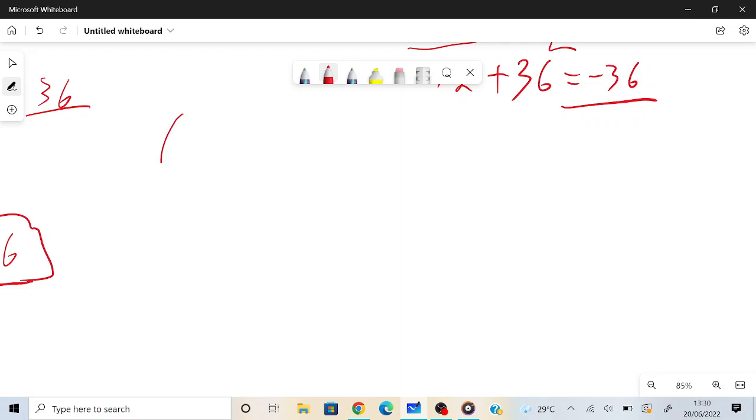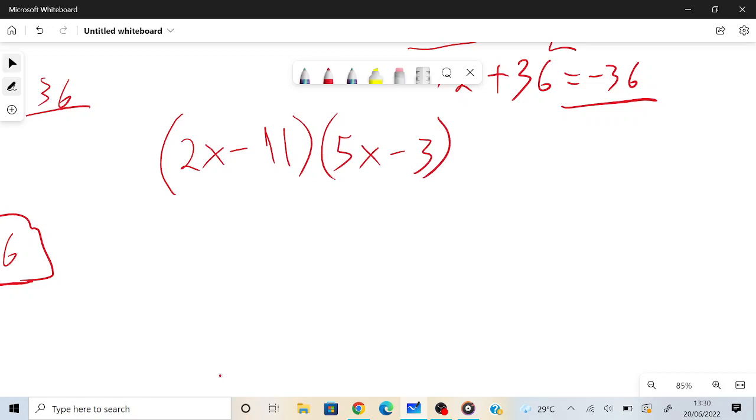Okay, moving on to another example, we have 2x minus 11 into 5x minus 3. Now we use the same method. We do 2x into 5x first, then 2x into minus 3, then we do minus 11 into 5x, followed by minus 11 into minus 3.